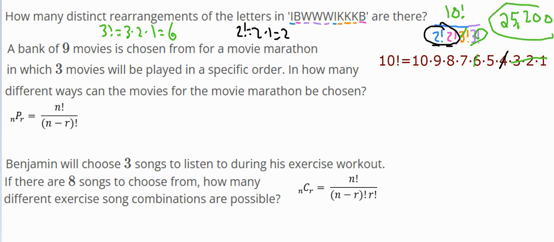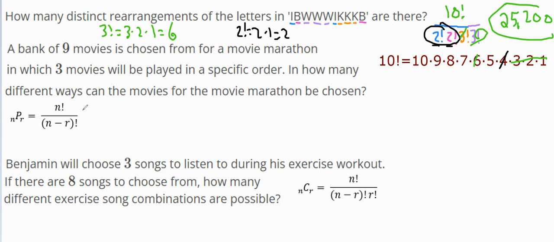The next question. They're not going to necessarily tell you it's a permutation or combination. A permutation is when the order matters, and a combination is when the order doesn't matter. So this question says a bank of 9 movies is chosen for a movie marathon in which 3 movies will be played in a specific order. So that's telling us that the order matters, which means that we want to use permutations. So how many different ways can the movies be set up, be chosen here?